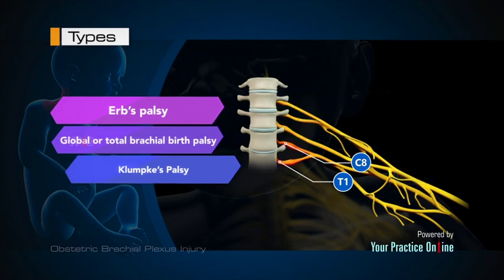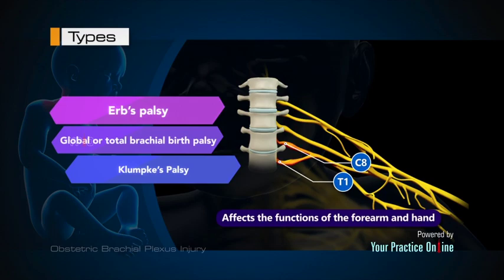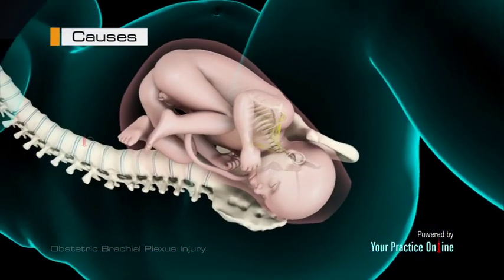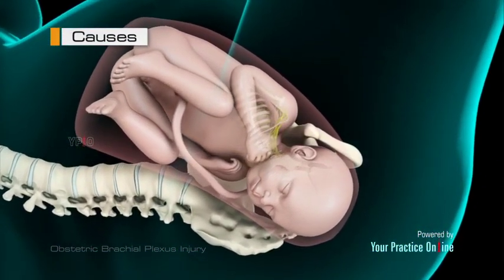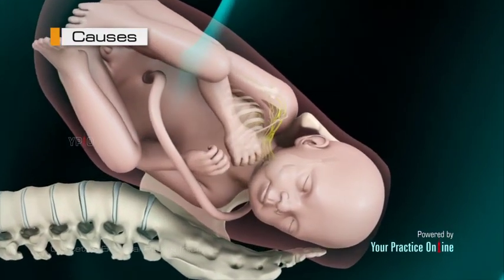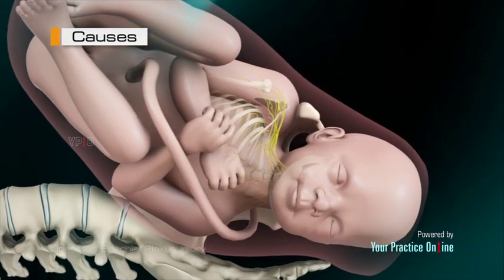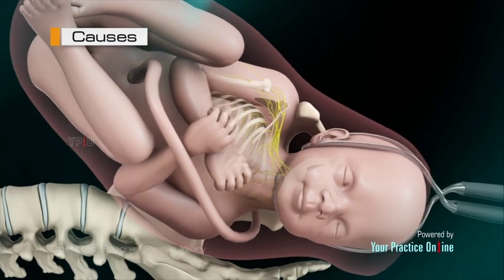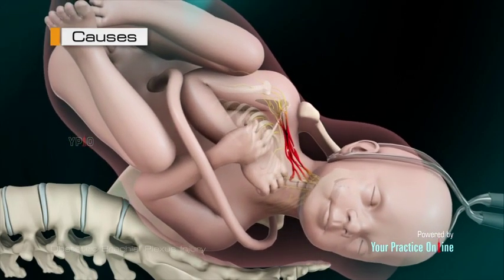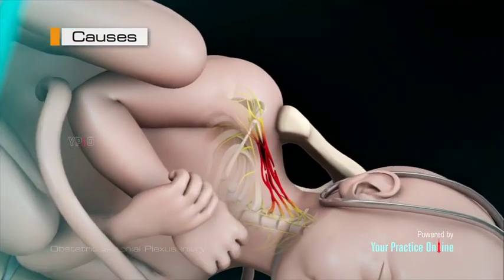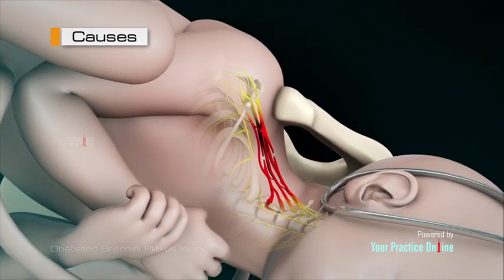Another type, called Klumpke's palsy, involving only C8 and T1, is extremely rare and affects the functions of the forearm and hand. Causes. Injury to the brachial plexus can occur during the birthing process when the baby's shoulder gets lodged in the birth canal, requiring external force for the baby to be delivered. This force may stretch or tear the nerves of the brachial plexus.